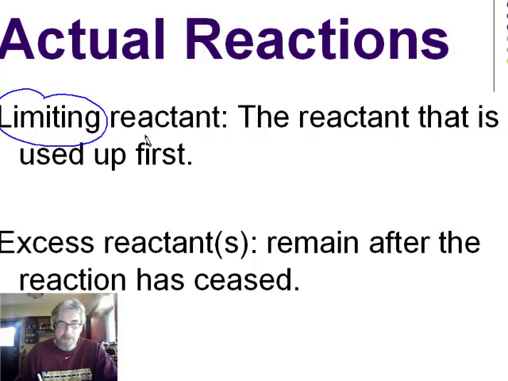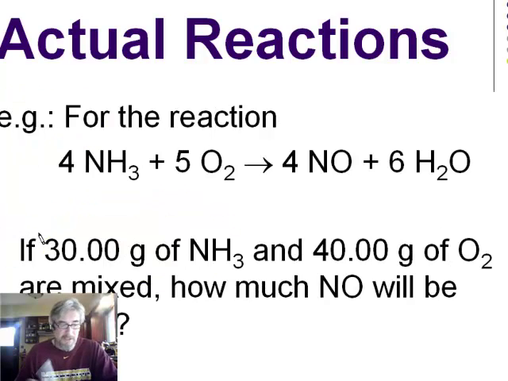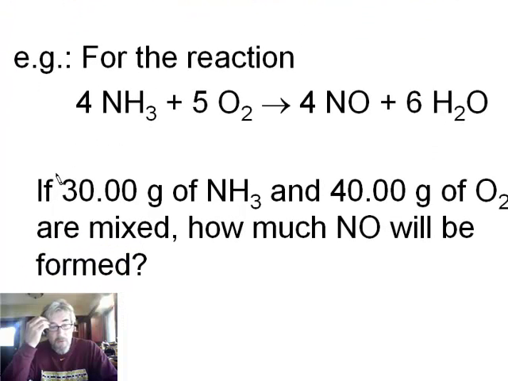If one of them runs out first and the reaction stops and you still have some of the other stuff there, you have what are called excess reactants. Those remain after the reaction has ceased because you ran out of limiting reactant. How do you find out what the limiting reactant is? Well, let's use this example as a sort of starting point.